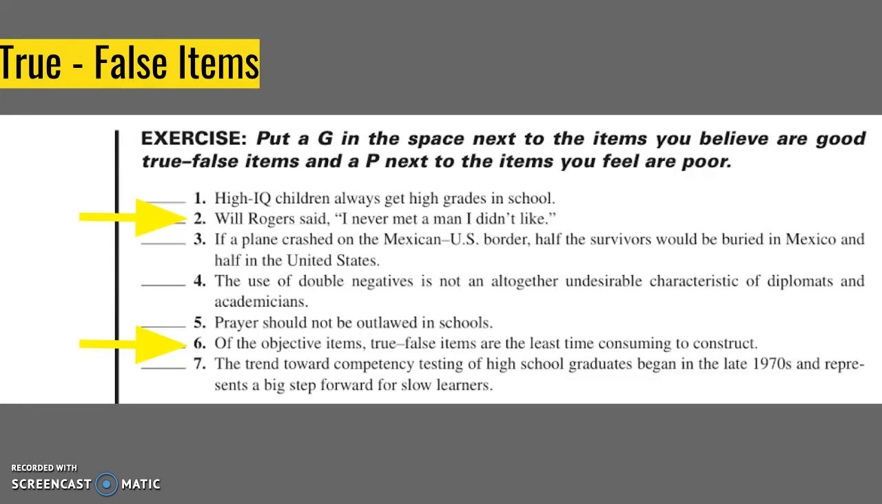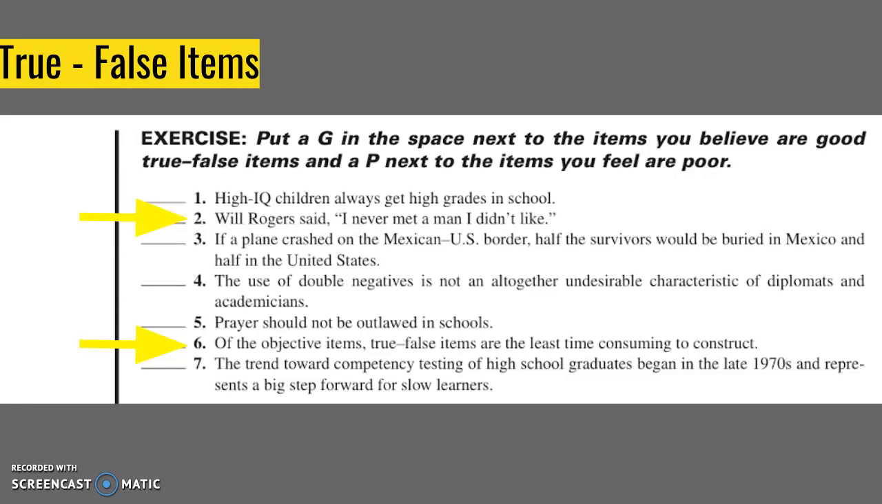A student will usually answer false to items that include always, all, never, or only. So you could replace the word always with tend: high IQ children tend to get high grades in school. All right, number 2. Will Rogers said, I never met a man I didn't like. That'd be a good example, something they would really need to know if Will Rogers said or not.